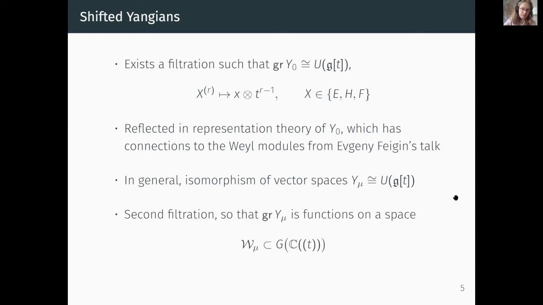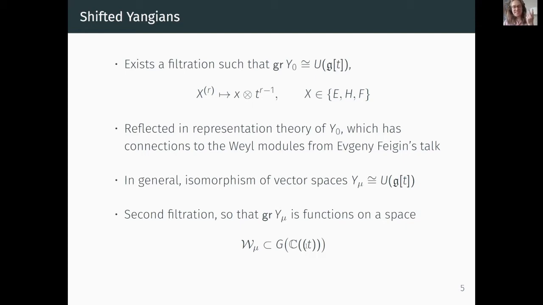In fact, what is true, though, is that this shifted Yangian has another filtration where it looks like functions on a space. So the associated graded is functions on some, it's actually some sort of infinite type affine scheme, but it's something associated to the loop group. So that's what it is.